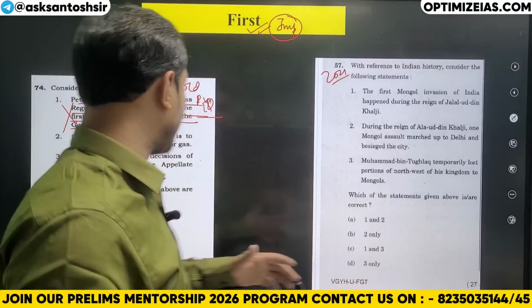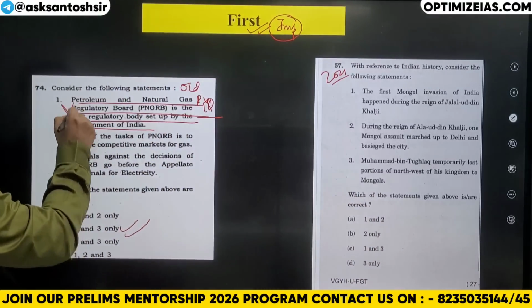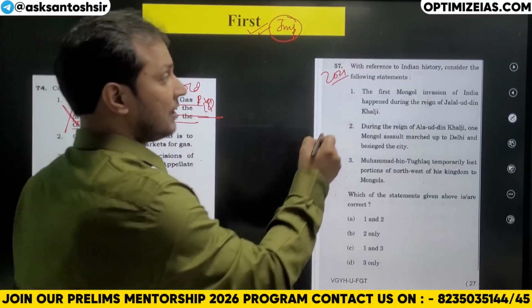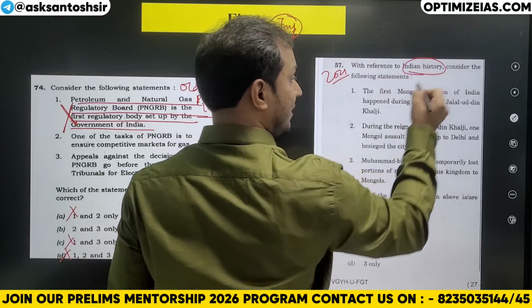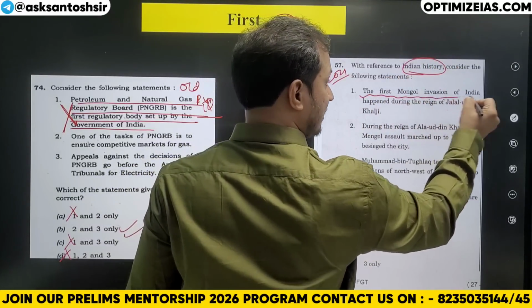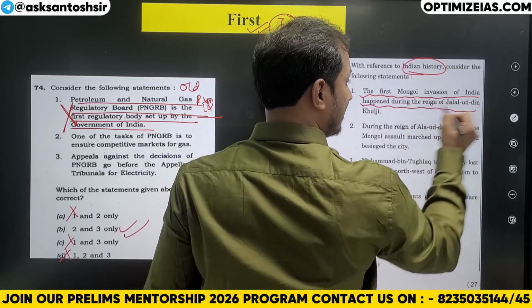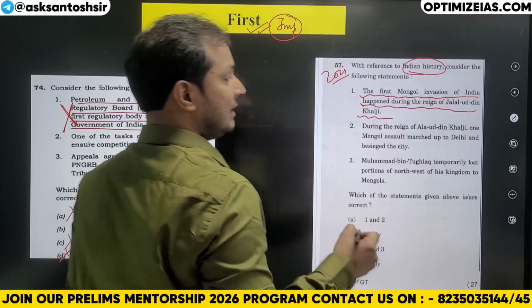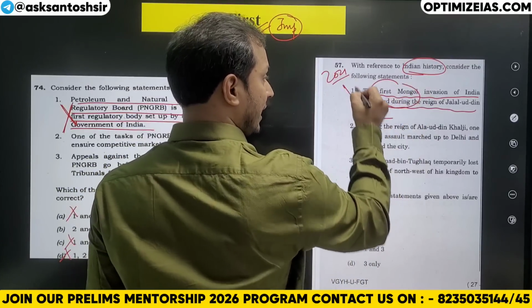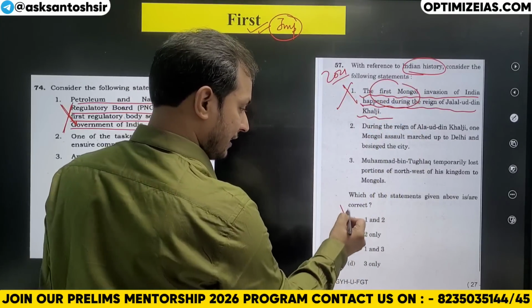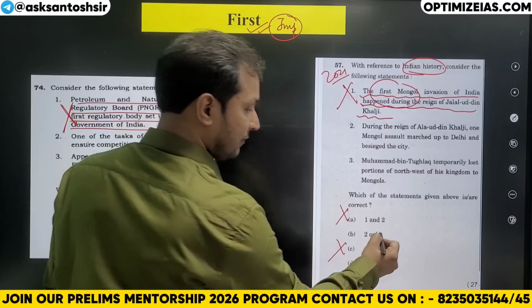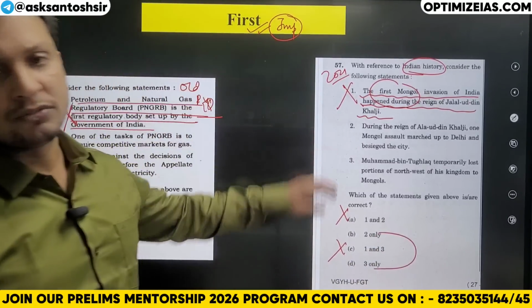Okay, one thing I would like to tell you is, whenever you come across "first", you can see this. This is a history question. Let us see Indian history. First Mongol invasion in India happened during the reign of Jalaluddin Khilji. Again, "first Mongol", eliminate. Okay, you are left with only two options. Now you can choose.